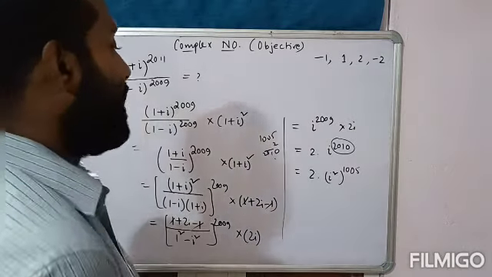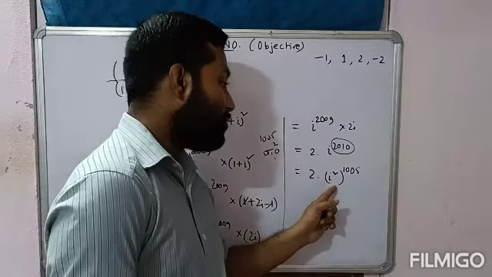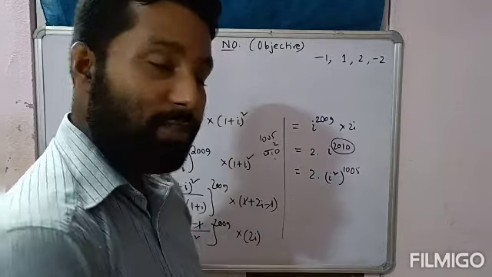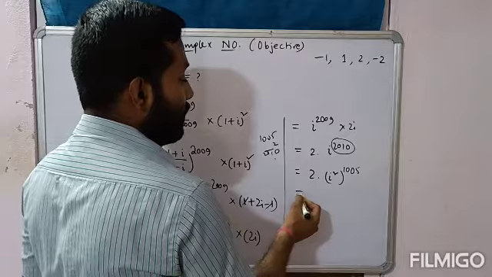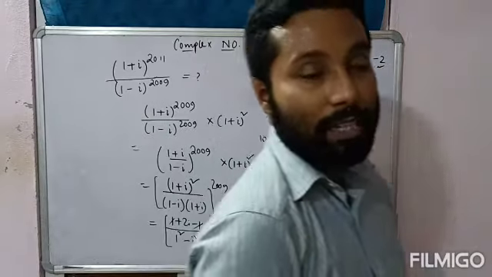Okay, so 1005. So i square, the value of i square we all know is -1. -1 to the power an odd number is -1 only. -1 into 2, this is equal to -2. This is the correct answer. So -2 is the correct answer.